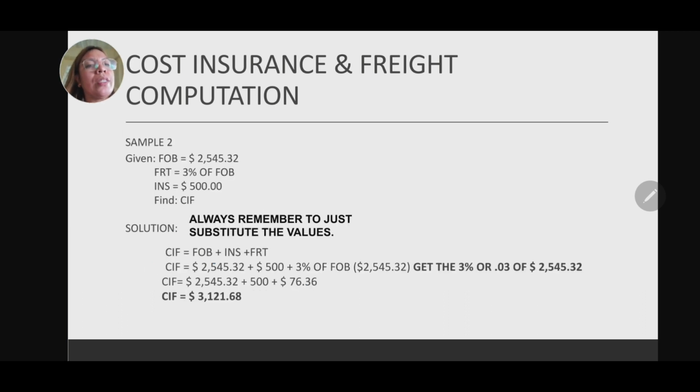Now let us proceed to sample number 2. In this sample, the given is your FOB, which is 2,545.32, and your freight, which is 3% of your FOB. Then there is already a given insurance, which is $500, and we're looking for your CIF. Again, the first thing to do is always remember to substitute the values, but first, you need to know what is being asked, and in this case, it's CIF. Your formula for your CIF is FOB plus insurance plus freight.